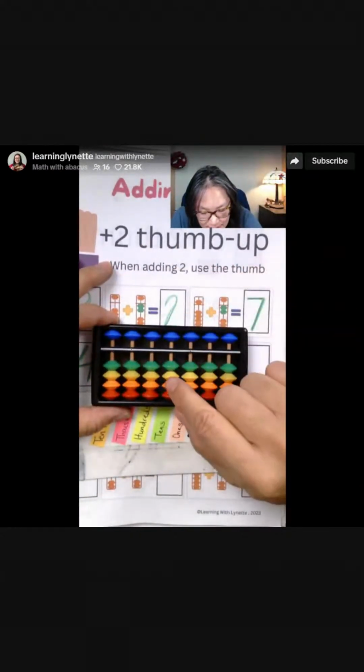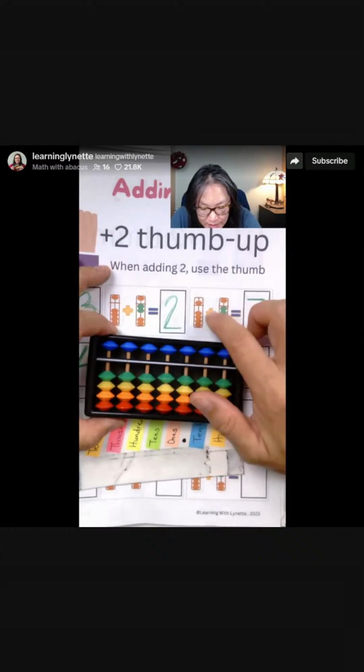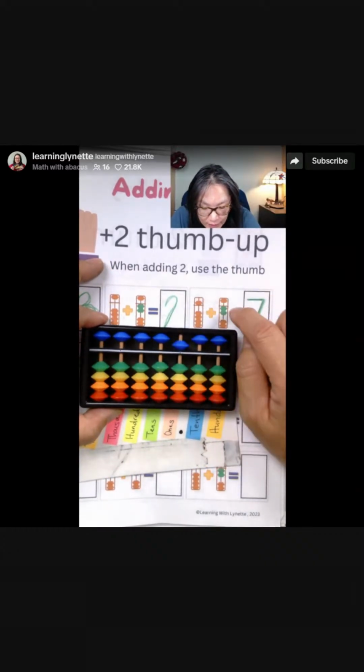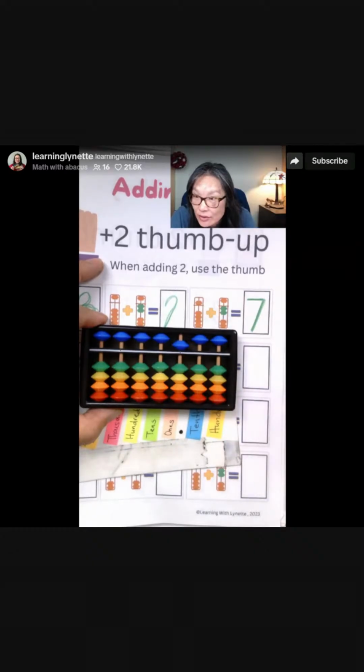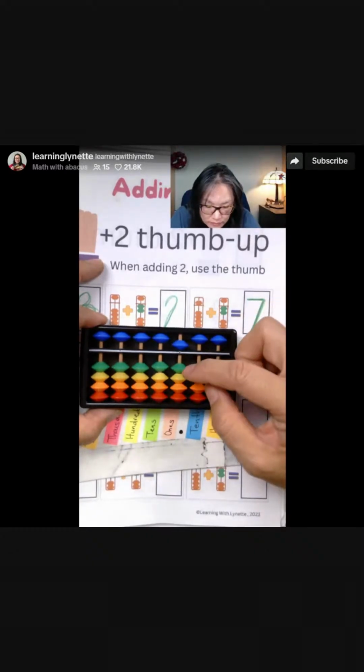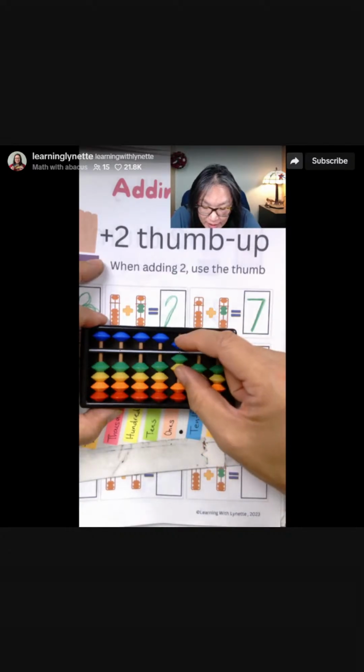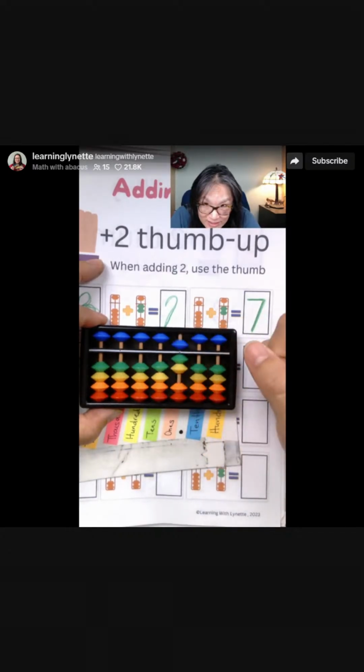So here, I want to add the 5. When I add the 5, I want to add 2. Can I add the 2? Yes, I can add the 2. I'm going to add these 2 beads. That's all I'm going to do. Add 2 beads. So my final answer is 7. We want to look at the add-in. That's what we're doing.